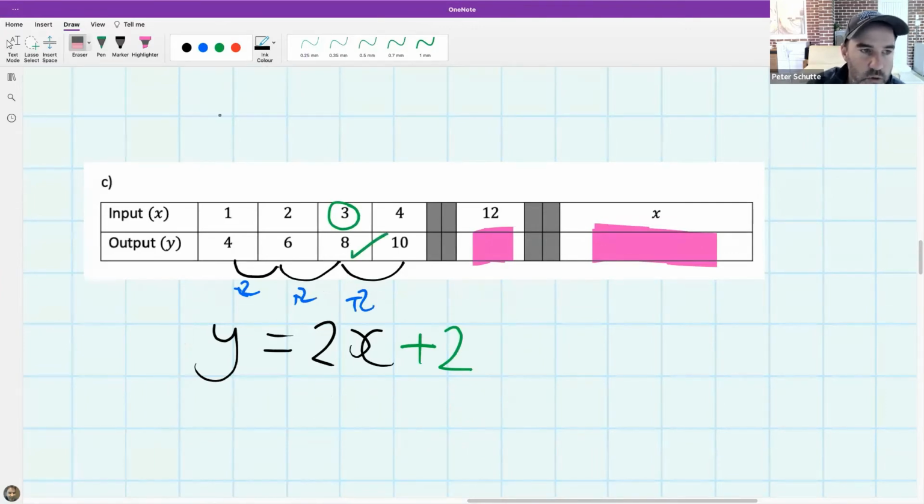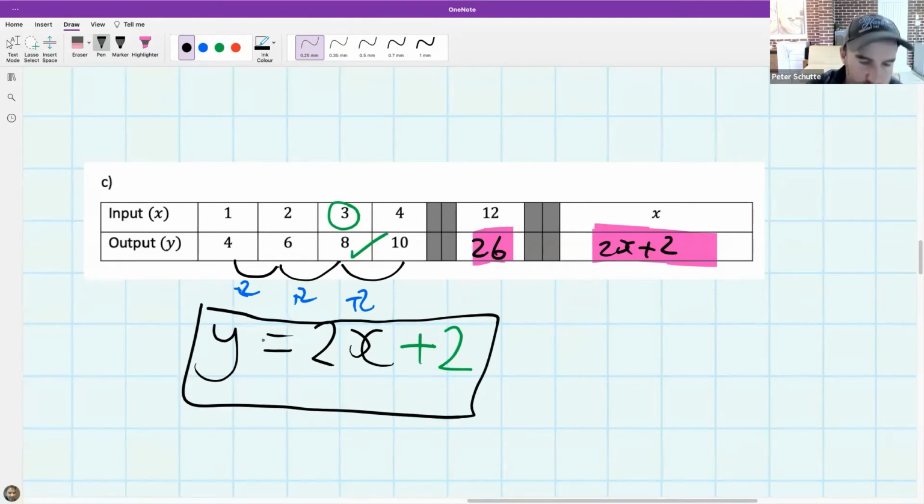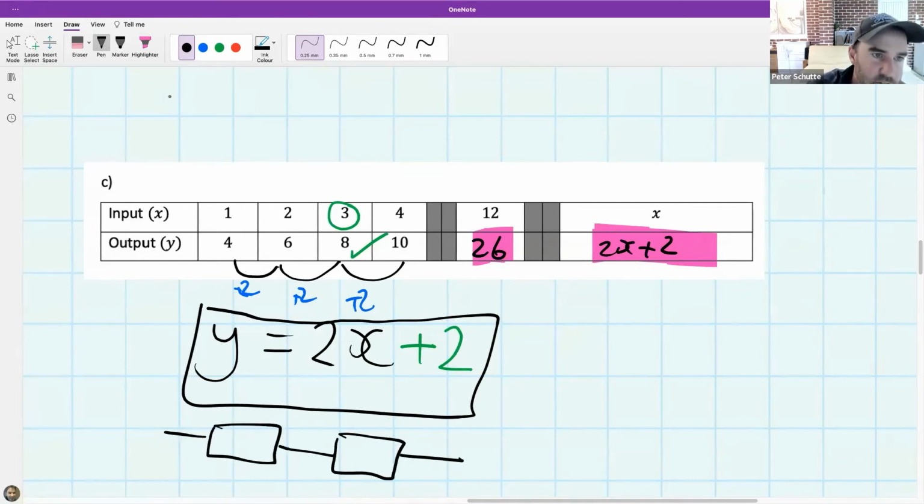Okay, so now I can use it to help me. And I'm seeing in the chat, lots of you are saying 26, because 2 times 12 is 24 plus 2 is 26. Yes. And over here, the rule is going to be 2x plus 2. So basically, the full rule is y equals 2x plus 2. If we had a flow diagram, we would have a times by 2 to start, and then a plus 2 over here. And then the x would be here, and the y would be there, the input, output.